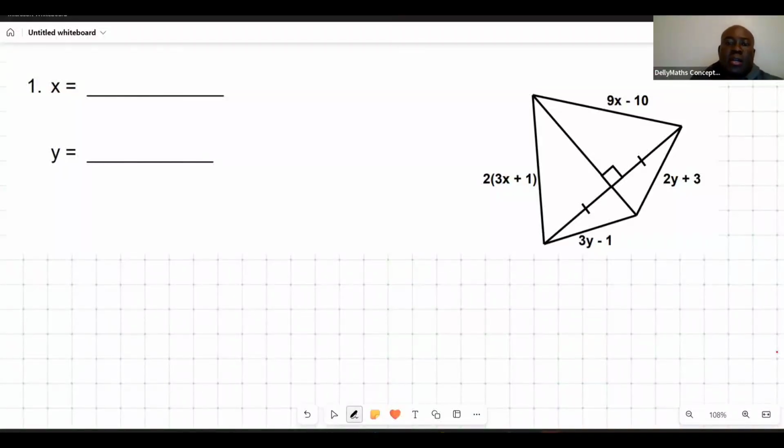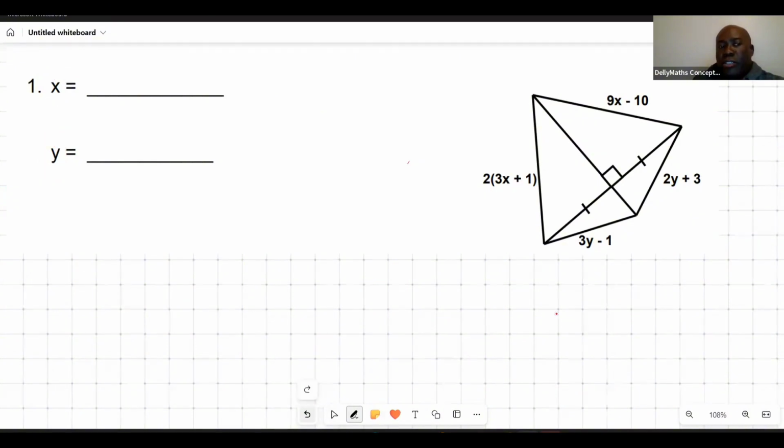Welcome to Maths Concepts. In this video I'm looking at geometry, and the aspect I'm looking at is dealing with a perpendicular bisector in a triangle, and how we could solve problems surrounding that. Here goes. As you can see, we're supposed to find the value of x and y.